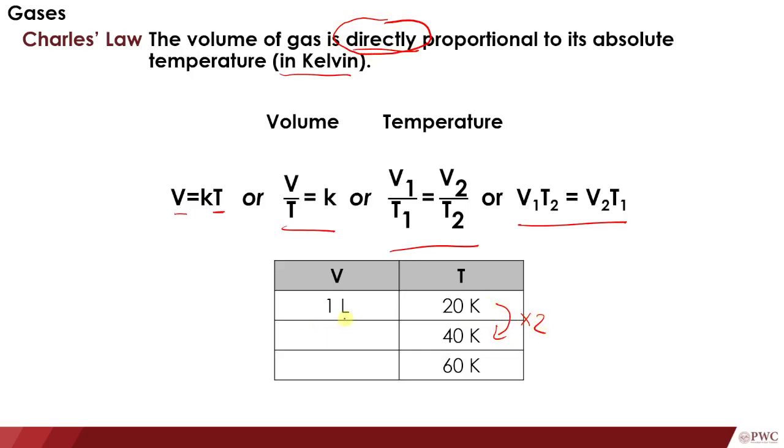What do you think will happen to the volume? The pressure will also increase by a factor of 2. That's from 1 liter to 2 liters. Next, what if we increase the temperature by a factor of 3? What do you think will happen to the volume? The same thing, it increases by a factor of 3. This will become 3 liters.